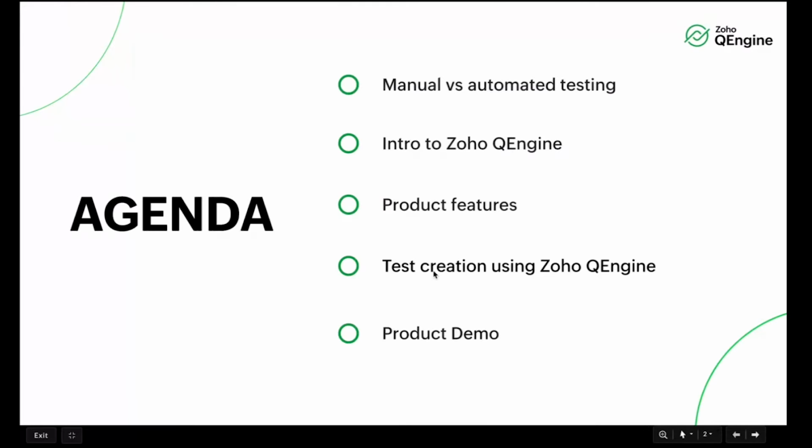In today's session, we'll be starting off with understanding the evolution of software testing, with the main focus being on understanding the difference between manual and automated testing. And then we'll be quickly looking at the journey of Zoho QEngine and all the features that Zoho QEngine has to offer. And then finally, we'll be looking at the features which will help with test creation and management, which is the focus of today's webinar. And once we are done with all of that, we'll be discussing 2 use case scenarios of Zoho QEngine, which will help us create test cases much faster.